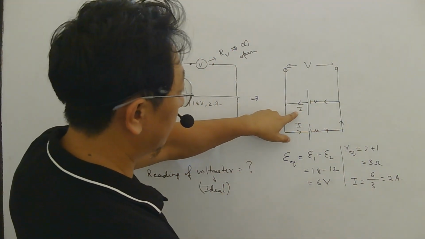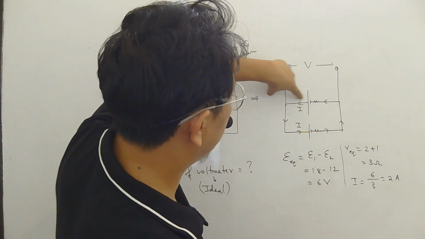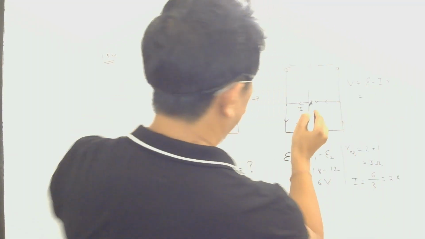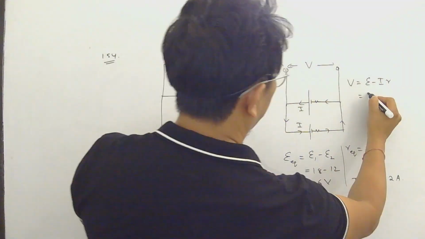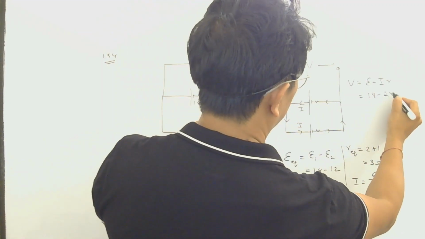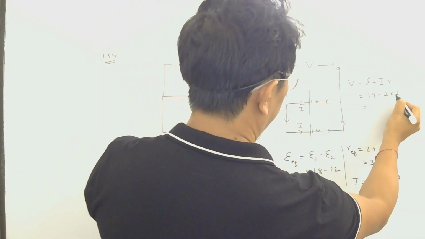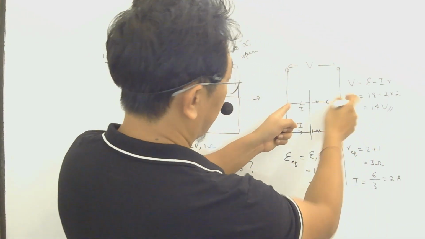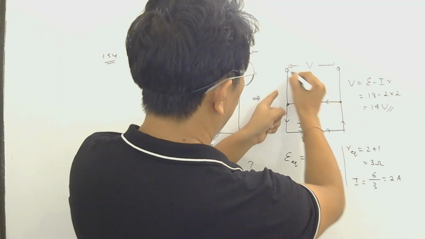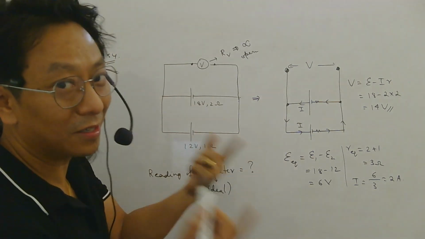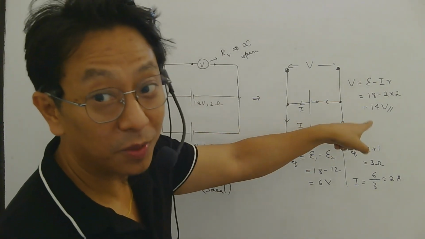Now once you know the current, to find the voltage across this cell, what is the formula for voltage across a cell? E minus Ir. What is the EMF of this cell? 18. Current in this circuit is 2. Internal resistance is 2, so 2 into 2, 4. 18 minus 4, 14 volt. So that is the voltage across this point and this point, which is the same as between these two points, and that is the reading of the voltmeter. So that would be the answer.